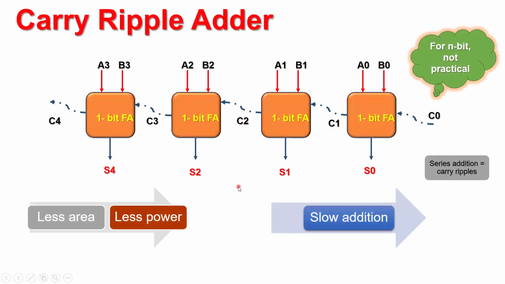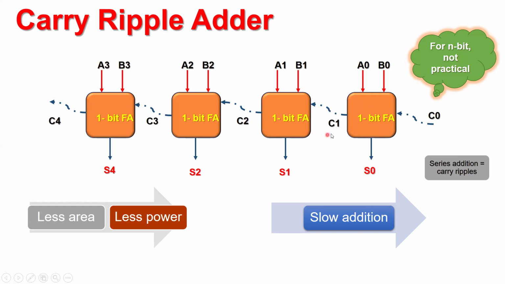So here is a schematic of the carry ripple adder example for the 4-bit adder logic. You can have 8-bit, 16-bit, 32-bit, 64-bit, and so on. As an example, in a basic manner, we have taken the 4-bit. In this 4-bit adder circuit, each stage is comprised of a 1-bit full adder circuit which has 3 inputs and 2 outputs. The 3 inputs are A naught, B naught, C naught, and the 2 outputs are sum and the carry out.